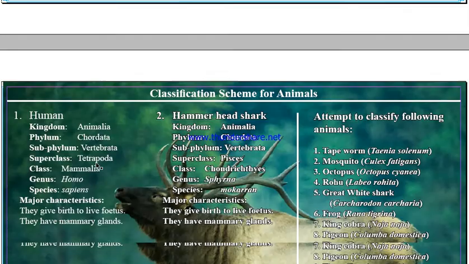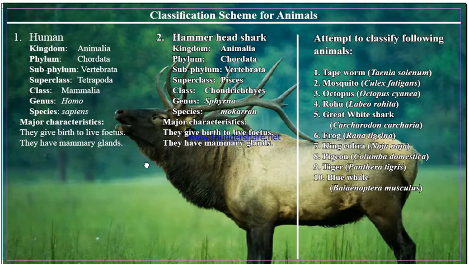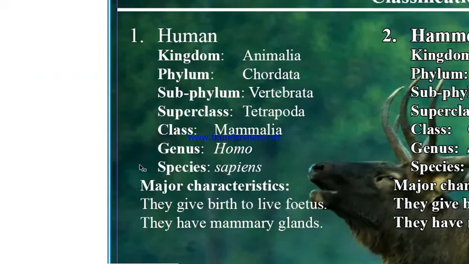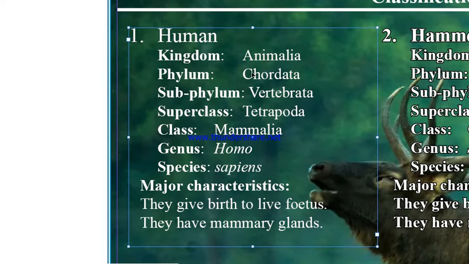Now the last thing we have to do in classification of animals is, just like in plants, to classify them. Look at the example of classification of human. Humans belong to kingdom Animalia, and in kingdom Animalia there are 9 phyla, and human belongs to phylum Chordata. Inside Chordata, subphylum Vertebrata. Humans have a notochord from head to tail throughout life, not just in the embryo stage. In Vertebrata there are 2 superclasses, Tetrapoda and Apoda. Humans have 4 limbs, so they belong to Tetrapoda.